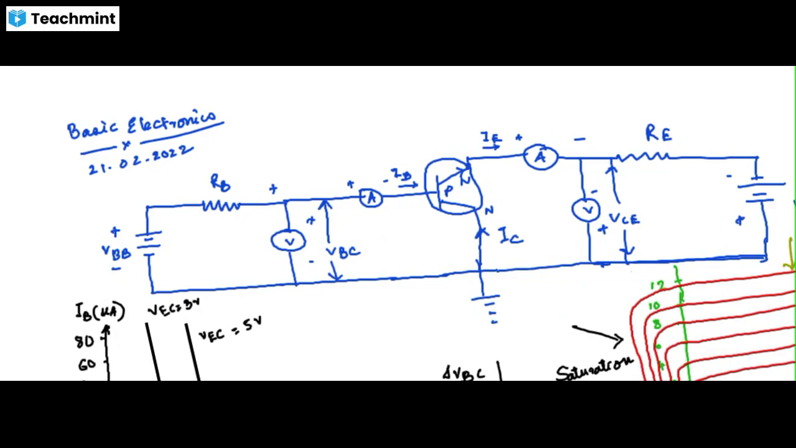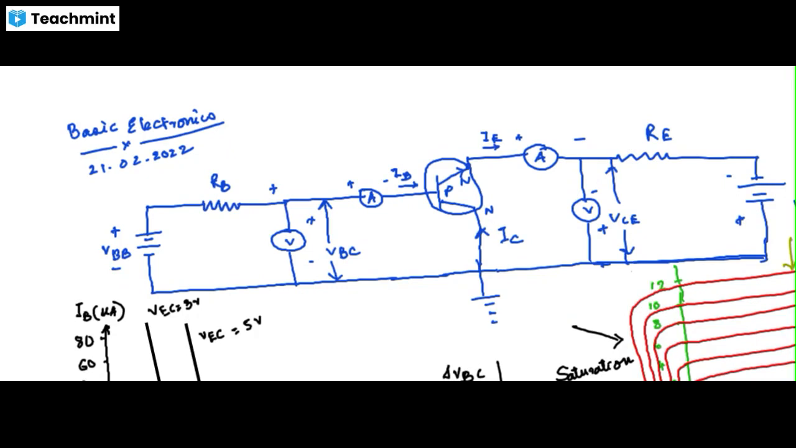Leakage current. Leakage current for CB configuration is very small, 5 microampere for germanium and 1 microampere for silicon. In CE configuration, this leakage current is 500 microampere for germanium and 20 microampere for silicon. In CC configuration, this is also very large, on the order of 500 microampere for germanium and 20 microampere for Si. So the leakage current factor will always give a problem for CE and CC configuration, which is not much of a problem for CB configuration.